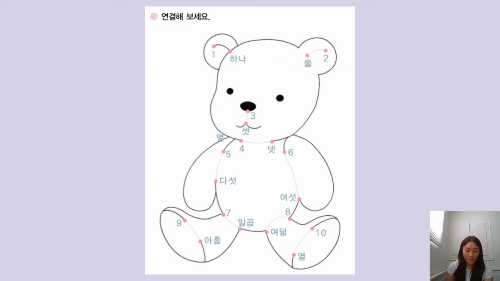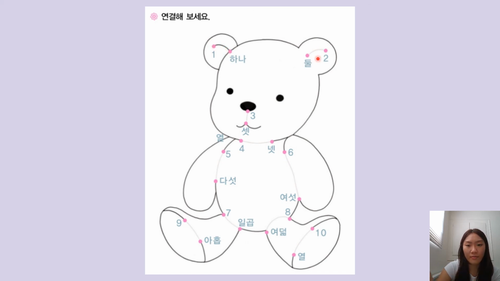Now we have a little teddy bear moment. So we're just going to connect the number with the number. There's a number written in digits, a number written in word. For example, the number 1 is connected to 하나, the word 하나. So there's a line drawn over here.